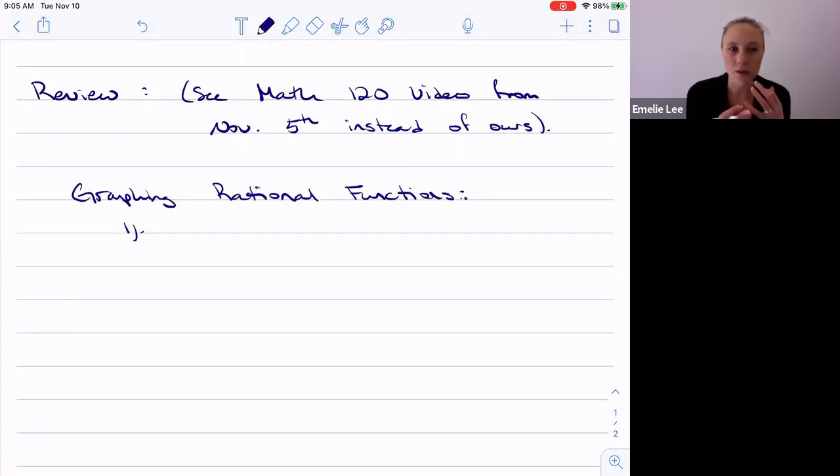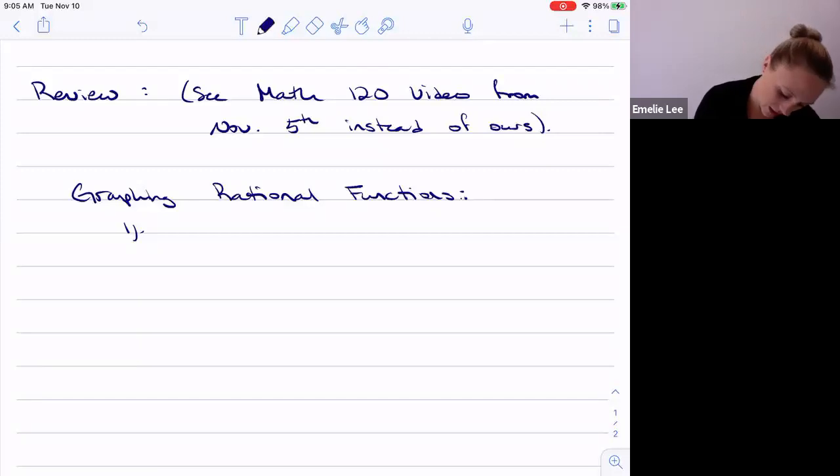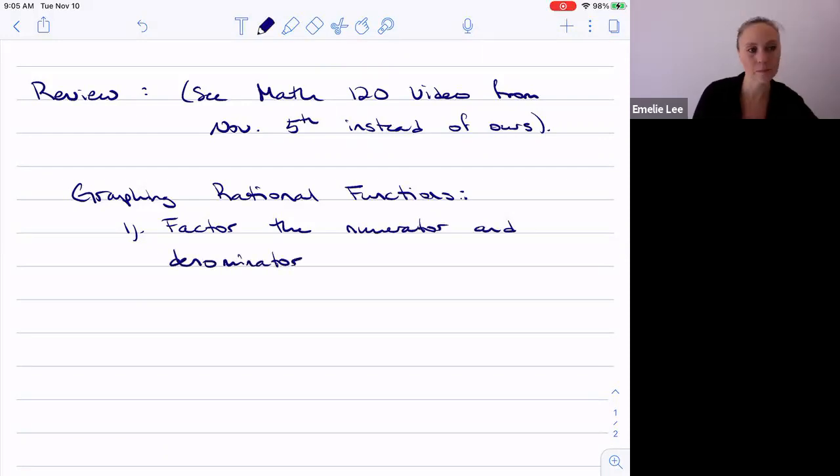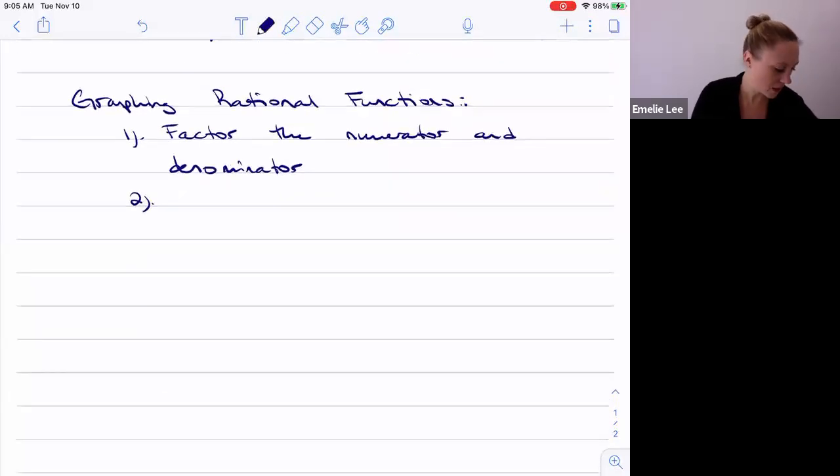So I just need you to be able to find things like, where are the asymptotes, where are the intercepts, right? And what's the end behavior, right? And so the first thing you're going to do is to factor the numerator and denominator. The second thing you have to do, right, is to find the intercepts.